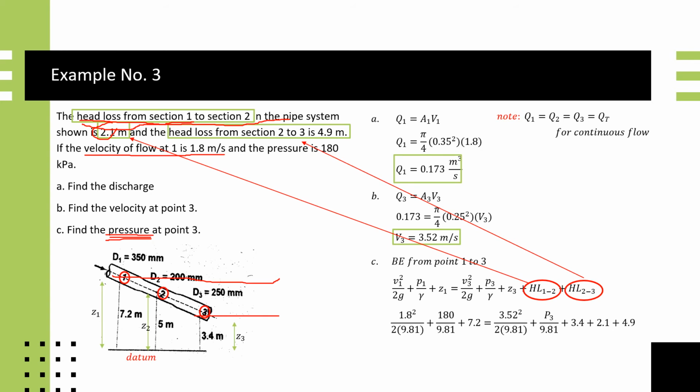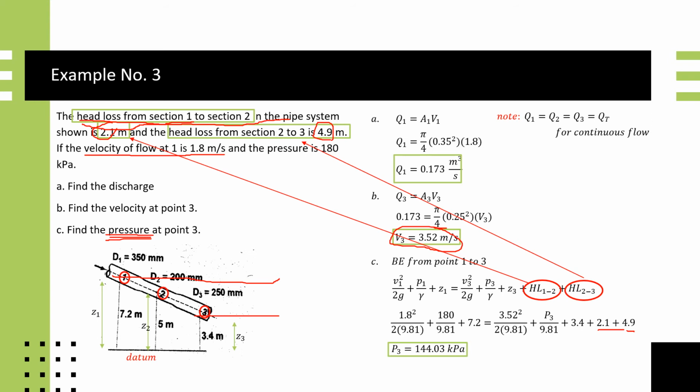Is equal to V3 squared, which is 3.52 squared over 2 times 9.81 plus P3, which is yung hinahanap natin, over 9.81 plus ang ating Z3, which is 3.4. And then, ang ating HL1 is 2.1 and ang ating HL 2 to 3 is 4.9. Okay? Nasusundan ba? Kung nasusundan nyo yan, i-calculate nyo na sa calculator. Ito yung magiging final answer: 144.03 kPa. That's your final answer in letter C.